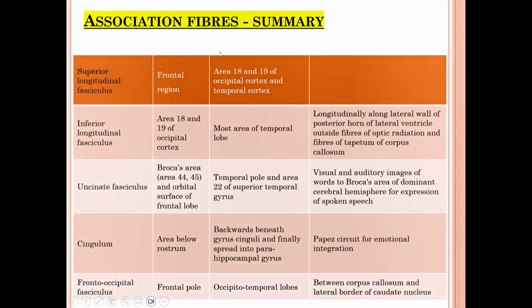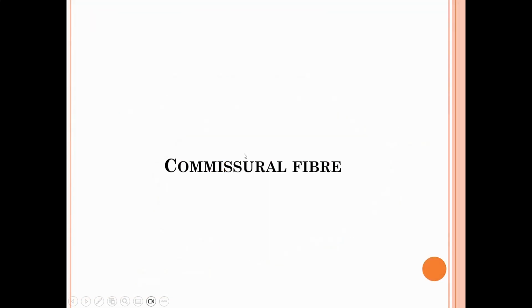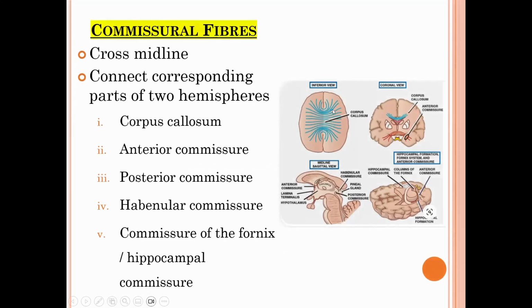So here is the summary of the different association fibers: superior longitudinal fasciculus, inferior longitudinal fasciculus, uncinate fasciculus, cingulum and fronto-occipital fasciculus, and what different functional areas they are connecting. Here you can see the superior longitudinal fasciculus, and the uncinate fasciculus. Now commissural fiber. You can see the inferior view and the coronal view. Here they cross the midline, connecting corresponding parts of the two cerebral hemispheres.